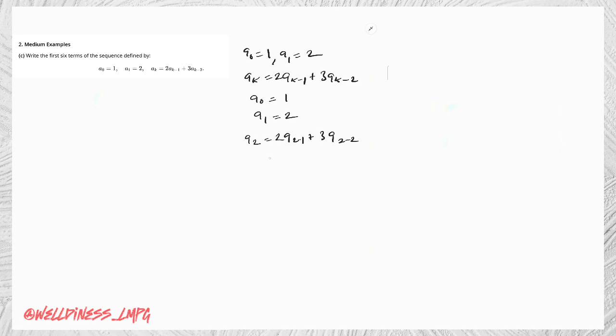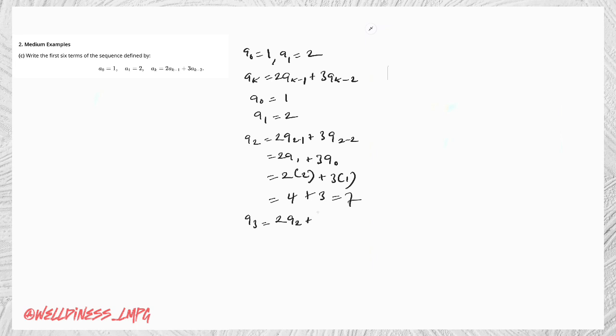So in this case, 2 minus 1 and 2 minus 2. So that's going to leave us with A2, that will leave us with 2A(2 minus 1) plus 3A(2 minus 2), and that will give us 2A1 plus 3A0. And we know that A1 is 2 and our A0 is 1. So that will be 2 times 2 plus 3 times 1, and 2 times 2 is 4, 3 times 1 is 3, and that will give us 4 plus 3, which will give you 7.